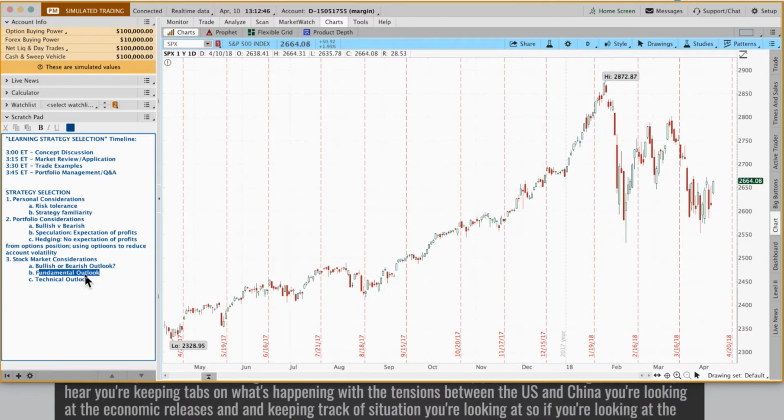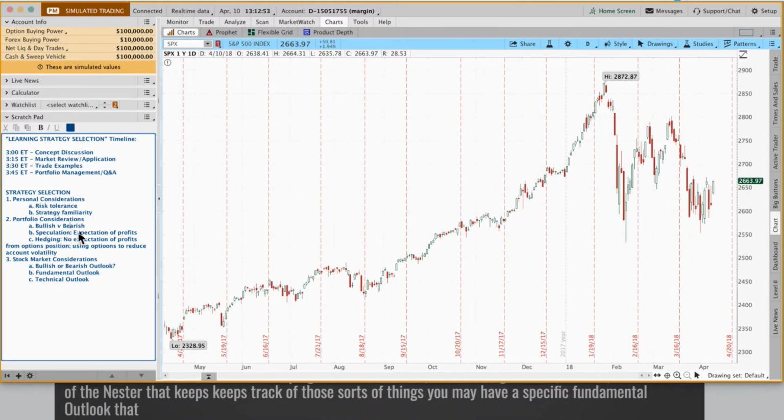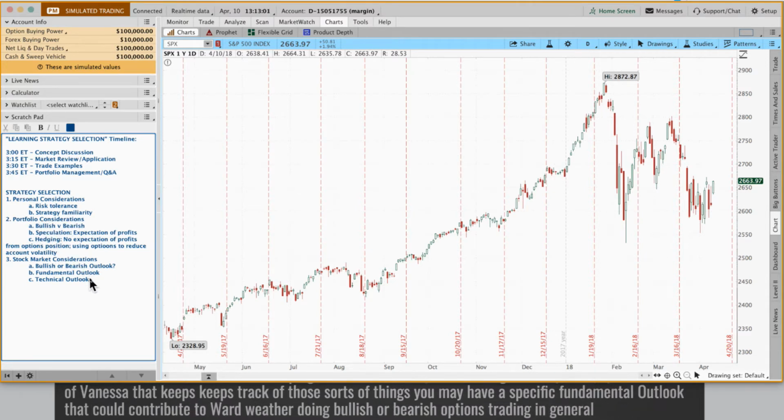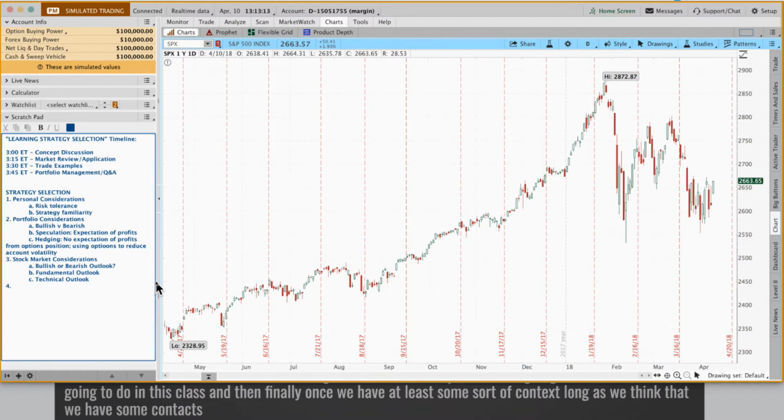So if you're the sort of investor that keeps track of those sorts of things, you may have a specific fundamental outlook that could contribute toward whether you're doing bullish or bearish options trading in general. So what we're going to do in this class, we are going to take a look at things technically. And then finally, once we have at least some sort of context on the stock market, we might also look to the options market for context or considerations.